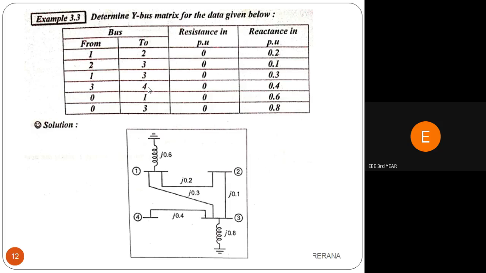So the output will be 4 by 4. I said already, based on the buses or nodes only, we can say the matrix forms. If it has 3 buses, the output will be 3 by 3.